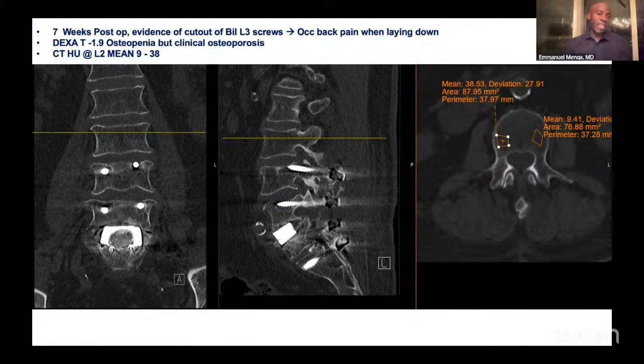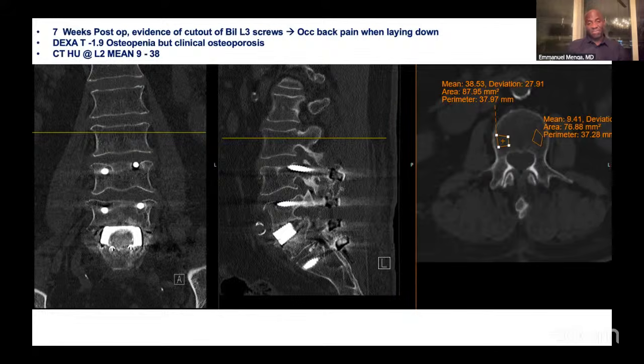His DEXA scan showed osteopenia, but based on his bone quality during fixation, I felt it was pretty poor. We know the DEXA scan is not very accurate for patients with previous surgery and also patients with degenerative spondylosis or scoliosis. In his case, more degenerative changes. So we discussed various options.